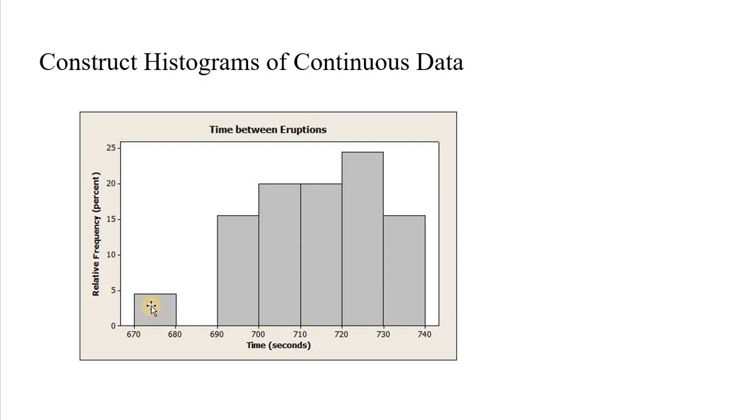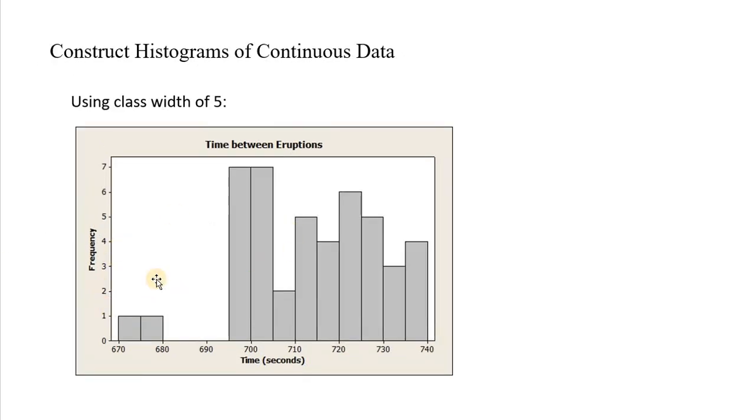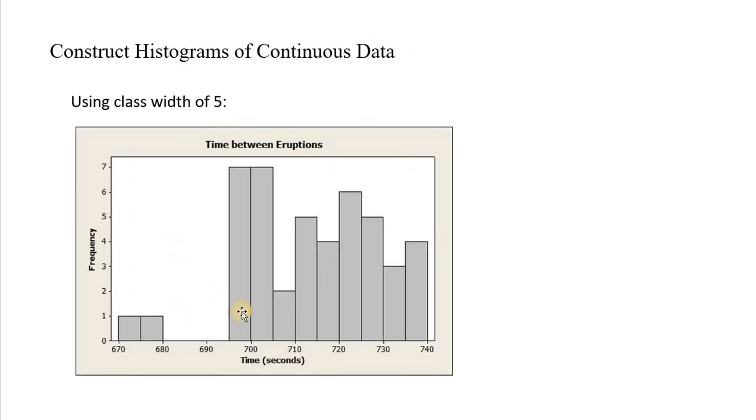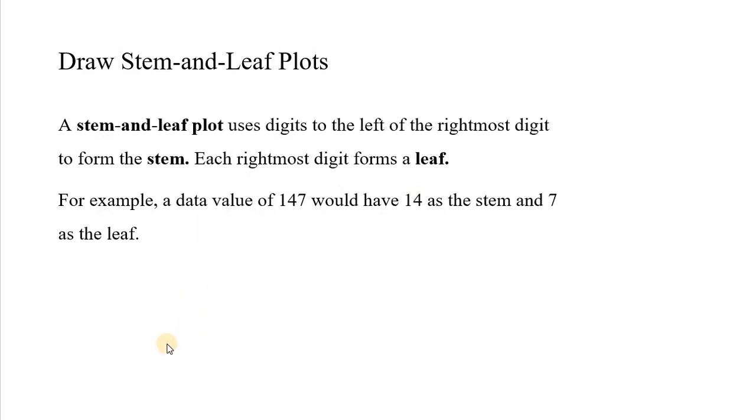The height is the frequency of that class. This represents a class width of 5, which is the second table that I showed you, this one right here. And as you can see, there is a big gap, which tells us that the class width we're using here is not optimal. The next graph that we're going to discuss is the stem and leaf.